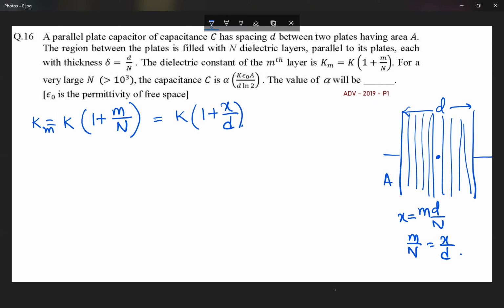For a very large value of n, the capacitance is equal to this much. How do we find out the capacitance of a combination like this? So what we do is we take one of these layers. Each of these layers is a very small capacitor dC. The area of the plate is equal to A.